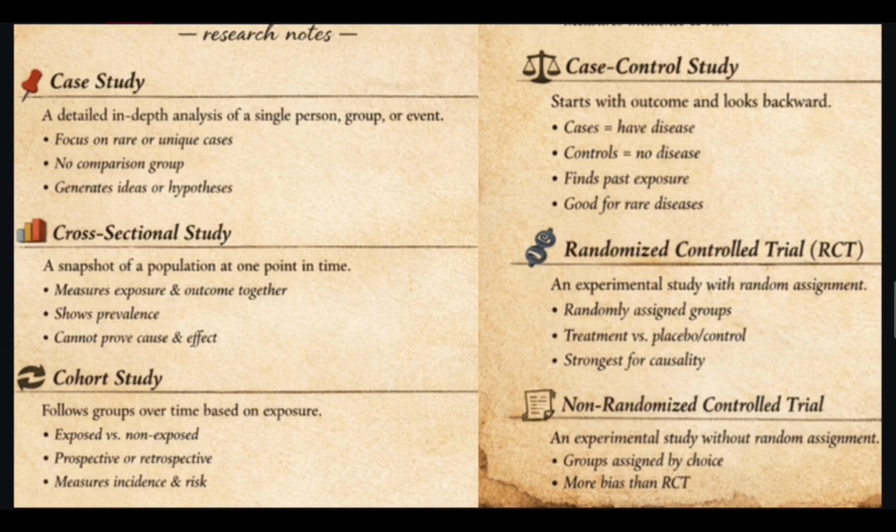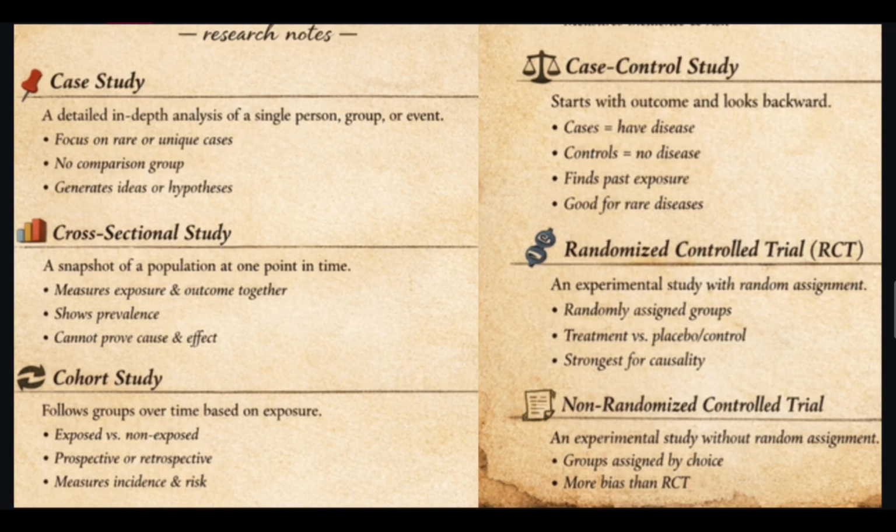And then we have the case control study. Case and control: one group is the case and the other one is the control. The case have the disease and the control do not have the disease. And we find the past exposure, that if these people have the disease, what were they doing in the past that caused this kind of disease? For instance, it could be lung cancer, so whether group A was smoking or not. So it starts with the outcome, and then they look backward.